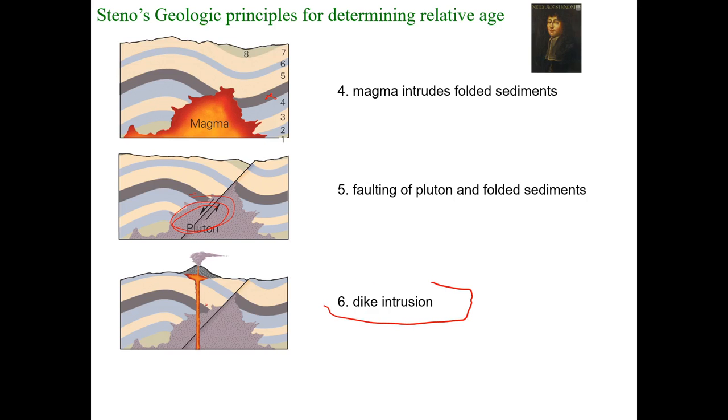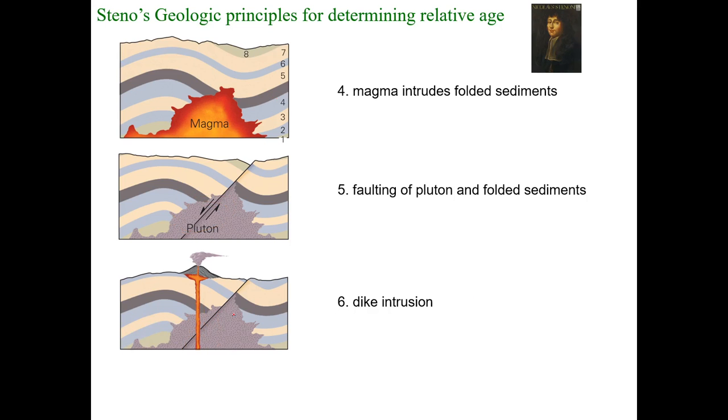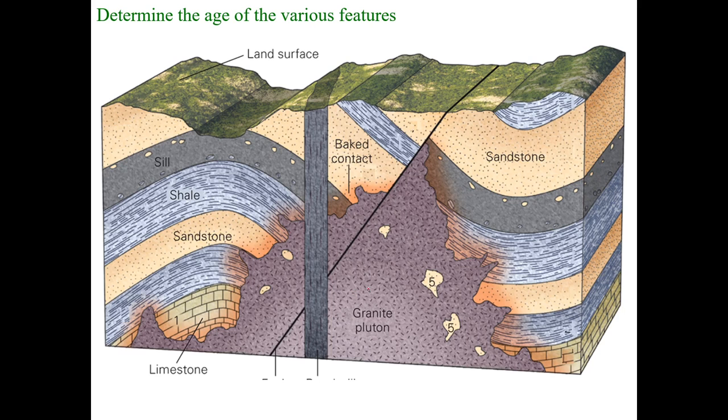There is a dike intrusion. Okay, so you'll notice that the dike cuts the fault, and the fault did not offset the dike, right? Because if the dike had formed before the fault, the dike would have been offset, so it would have been cut. So maybe the dike would have been here, but it continued along over this way. Okay, but that didn't happen, right? The dike cut the fault.